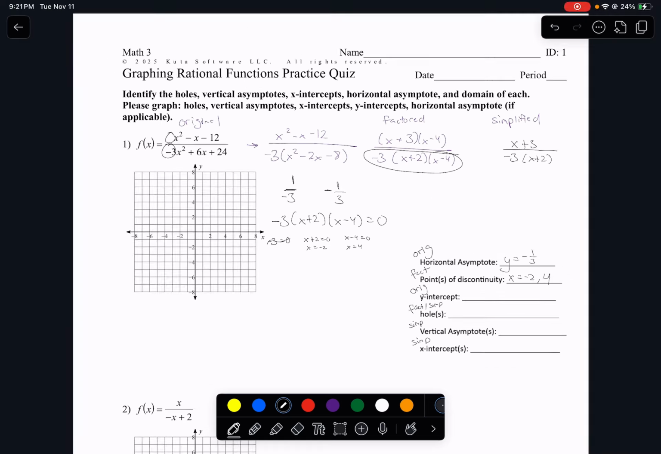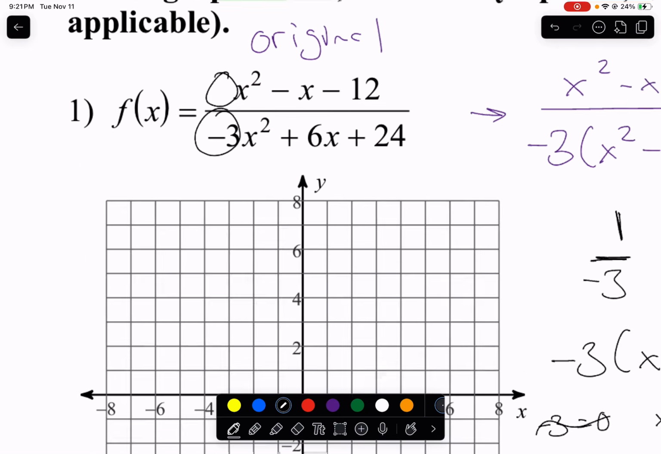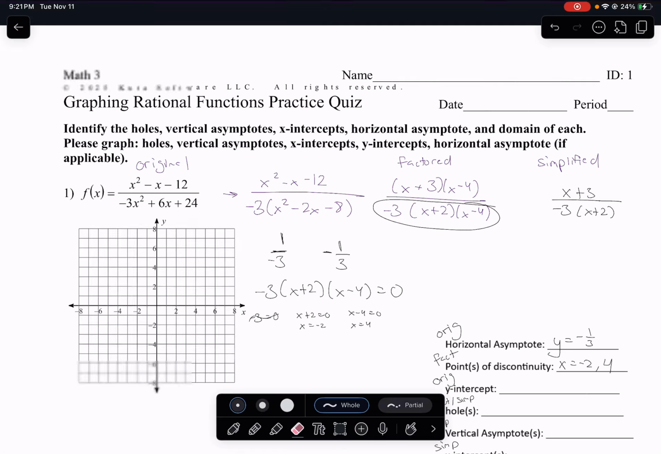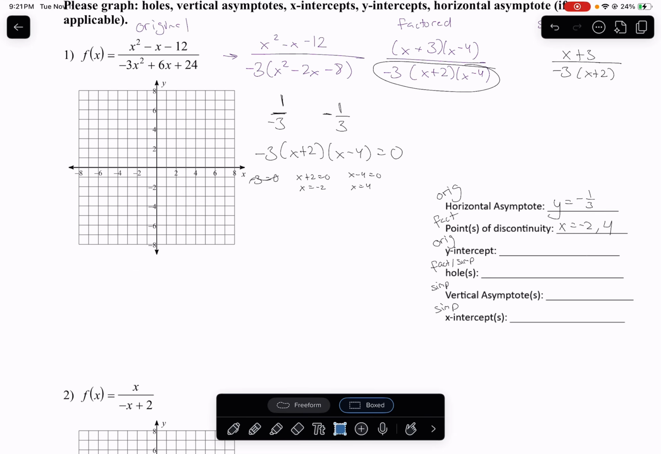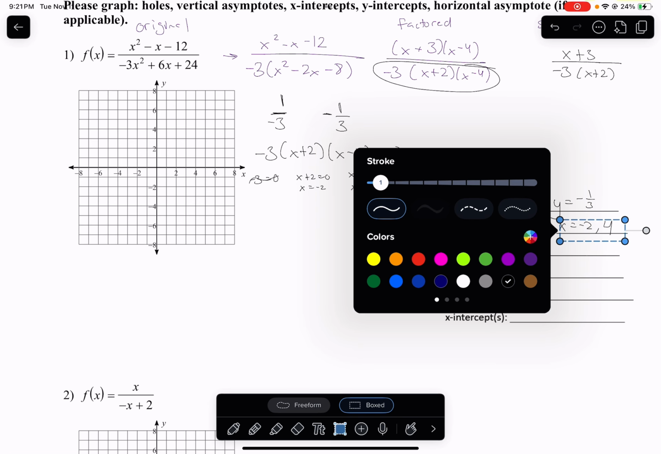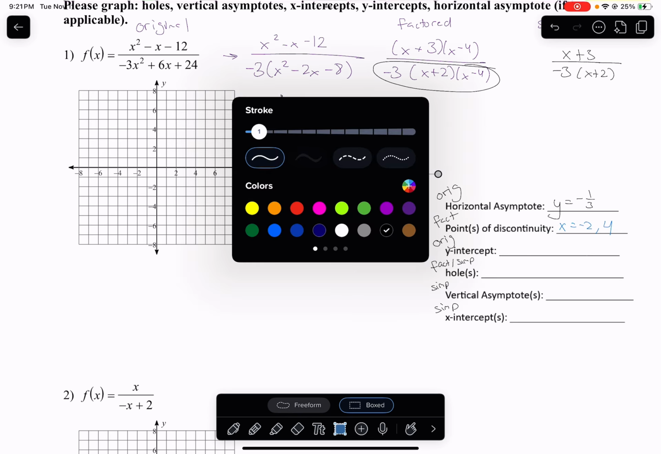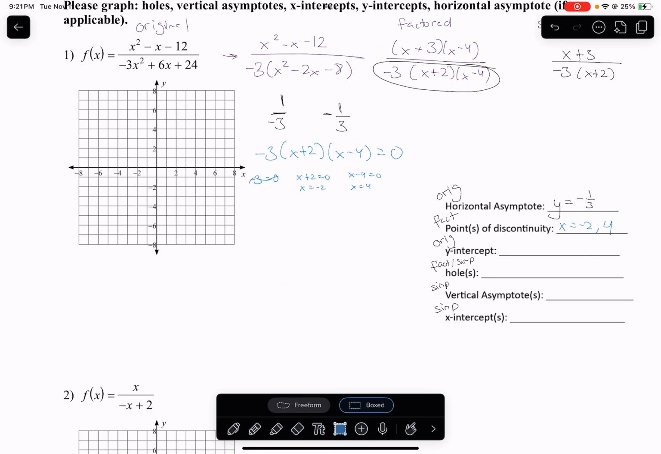To find my y-intercept, I go to my original function, and I have to plug in a 0 for, what did I want to do? Let me go back and do this. I wanted to do everything for each thing in a certain color, and I didn't do that. Let's see, we'll do this in blue. So me finding this in blue. All right, and then let's see, we'll do the y-intercept, I guess, in red.